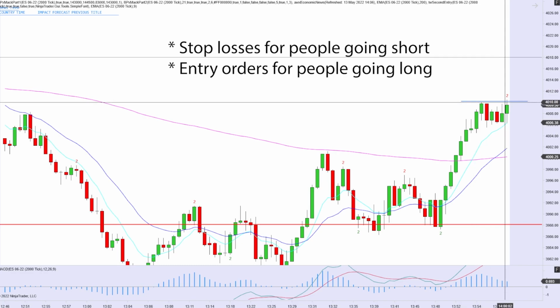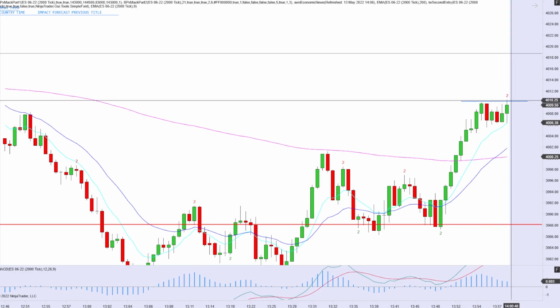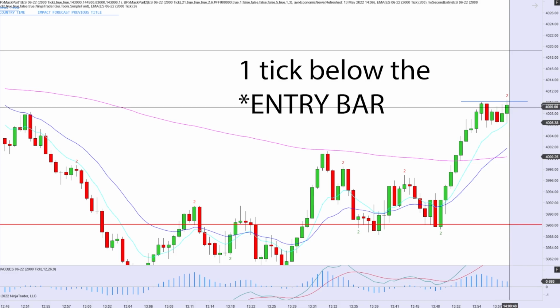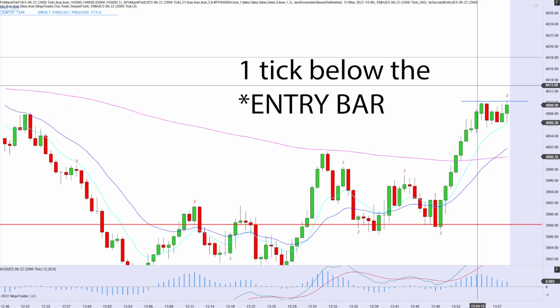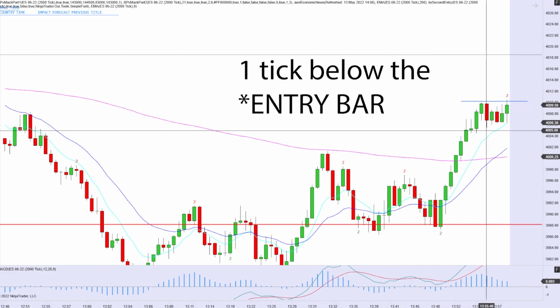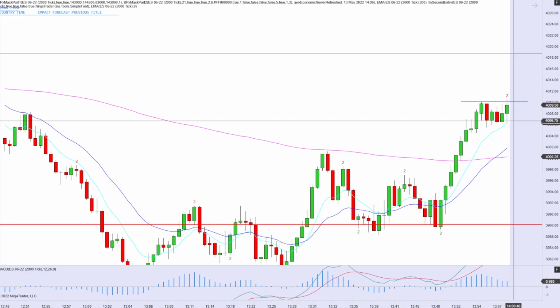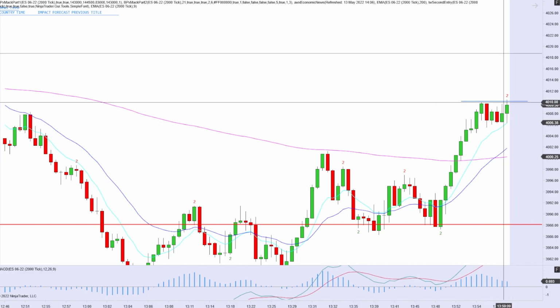Now, where's your stop loss going to go? If we're entering long, our stop loss is going to go one tick below the bar that we entered on. The reason for that is we respect the ATR. If there's more volatility, we have to increase our stop loss a little bit. We want our stop loss to be relative to the size of the bars.